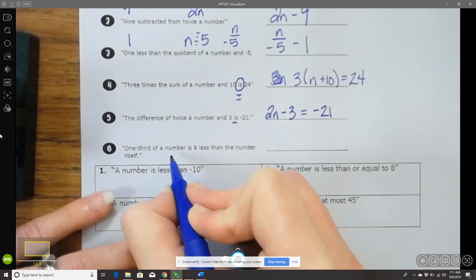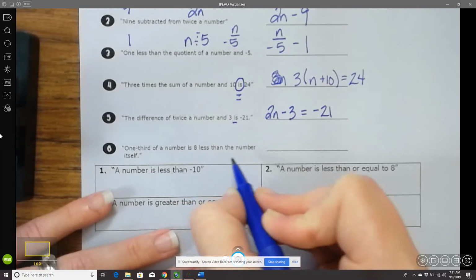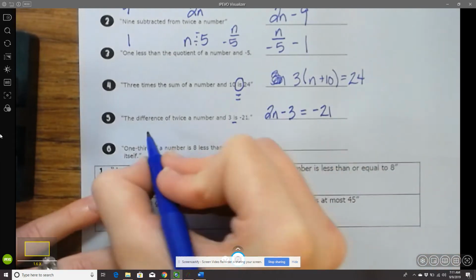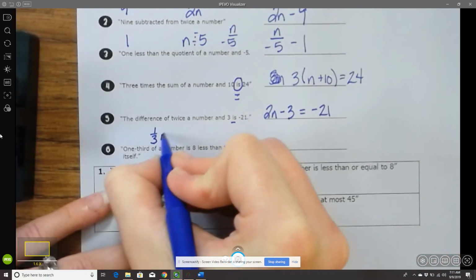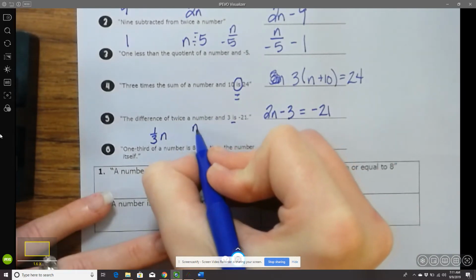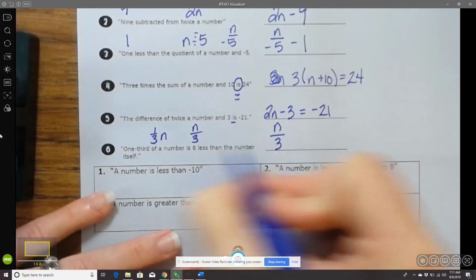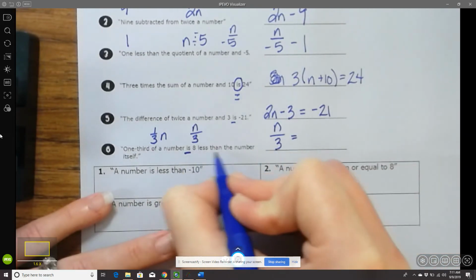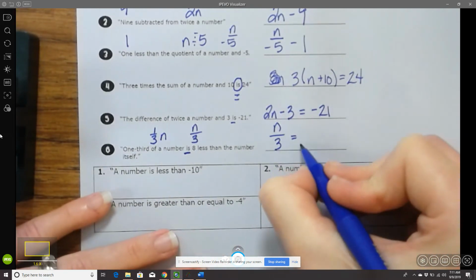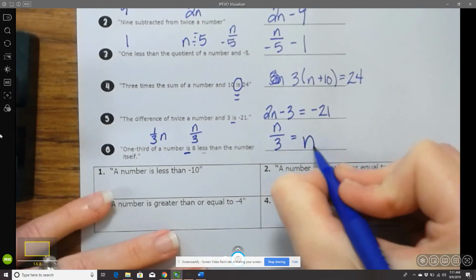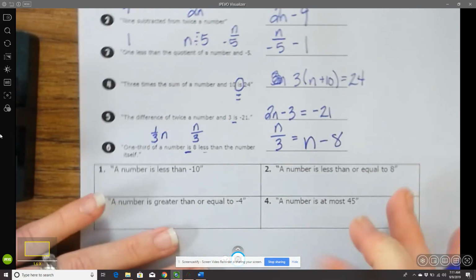And then 1/3 of a number is 8 less than the number itself. So I could write 1/3 of a number this way, 1/3 of a number, or I could write n over 3. So 1/3 of a number is 8 less than the number itself. So less than, again, is a turnaround. So you would do n minus 8.